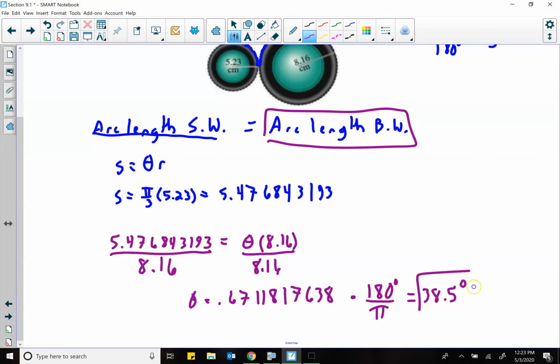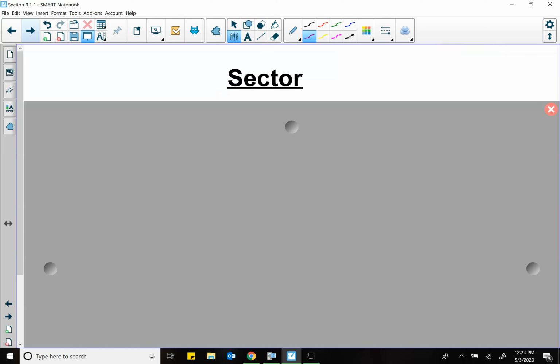And there we go. Yep, you just had to use arc length twice. Find the small arc length first, and then that's how much the big wheel has to turn, and then you can find the angle. You got this.